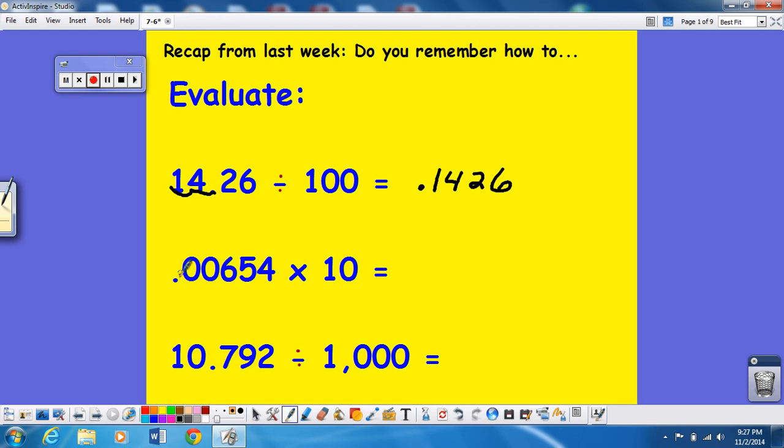And when we multiply by powers of 10, we're going to the right. There's 1 zero, so I would go over to the right one space here and put my decimal. So my answer would be 654 10,000ths.